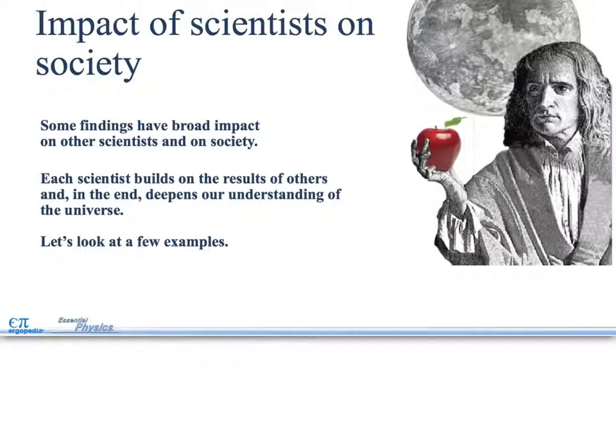Impact of scientists on society. Some findings have broad impact on other scientists and on society. Each scientist builds on the results of others and in the end deepens our understanding of the universe. Let's look at a few examples. So what we're saying is what a scientist does is usually takes someone else's work and then replicates that work and then tries to expand on that work after that. That's why we're not doing the exact same experiments that Isaac Newton was doing so many years ago. We've expanded on that and we've learned from it.